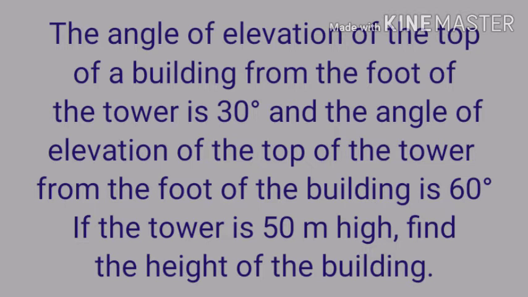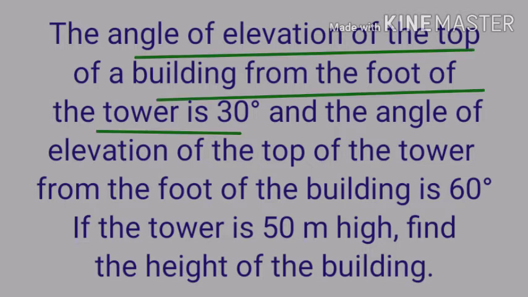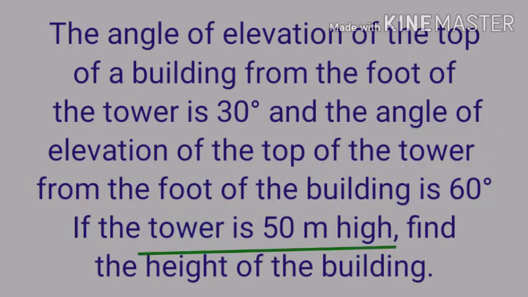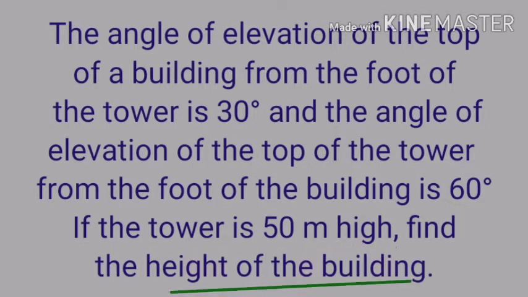Angle of elevation of the top of the building from the foot of the tower is 30 degree and angle of elevation of top of the tower from the foot of the building is 60 degree. Height of the tower is given as 50 meter and we have to find height of the building.